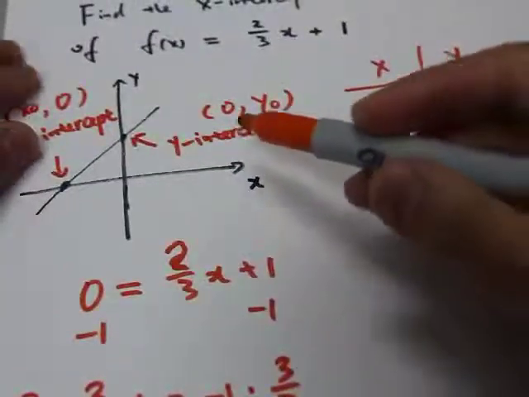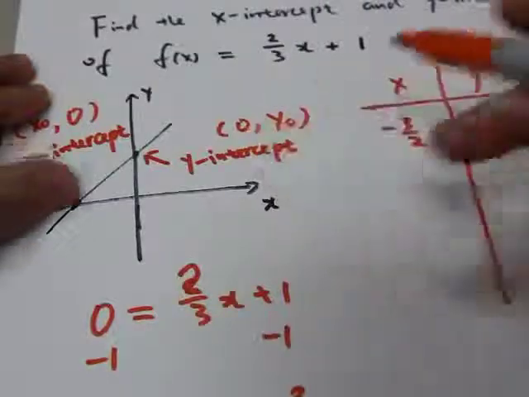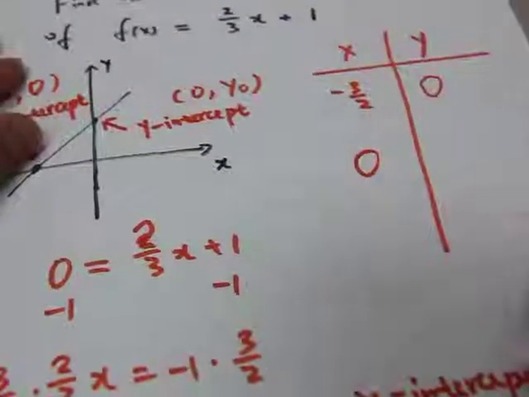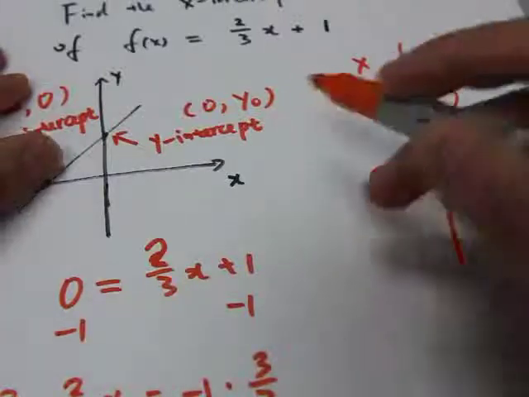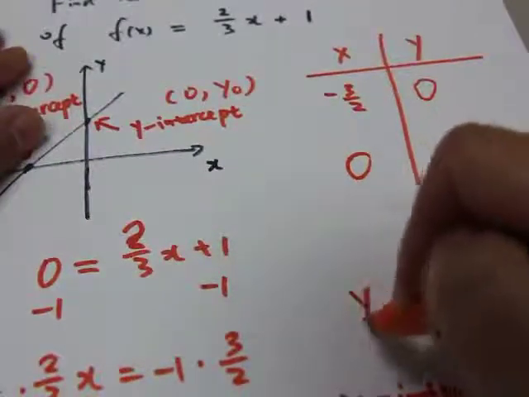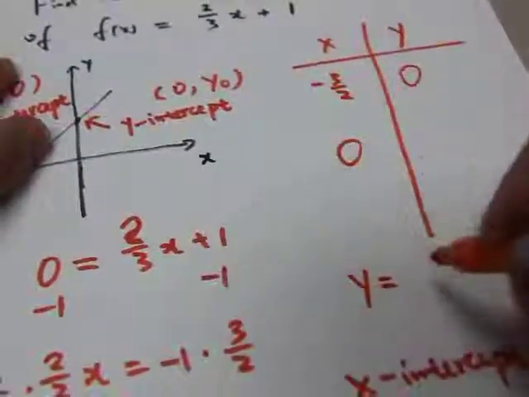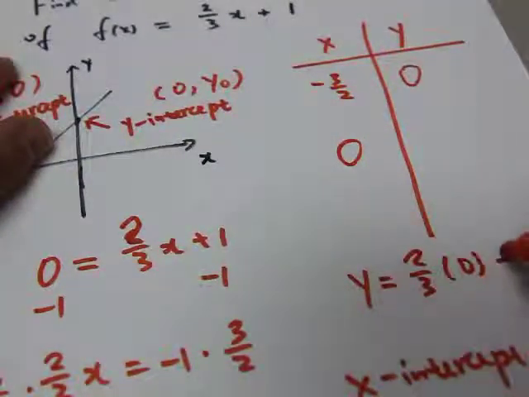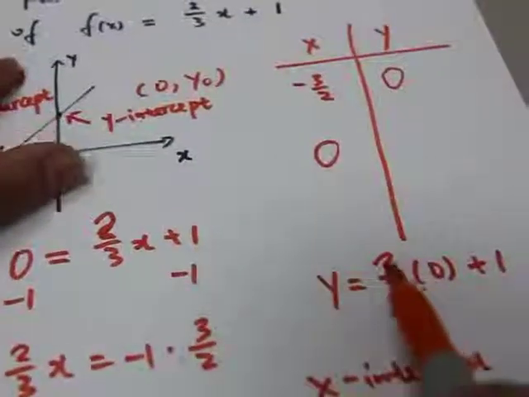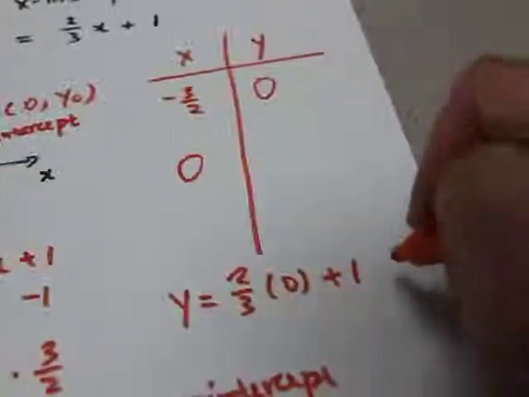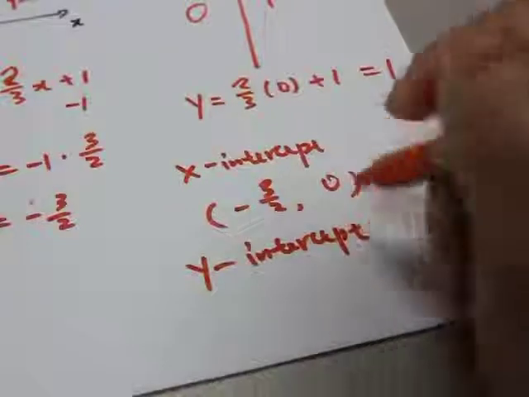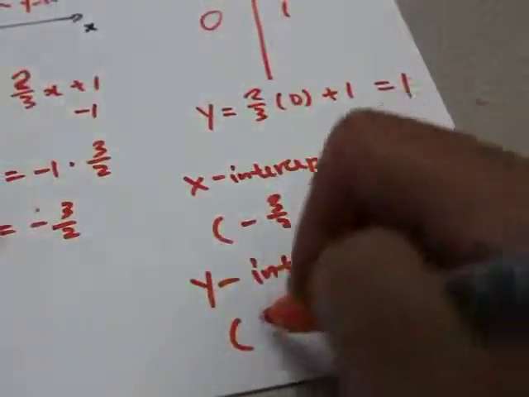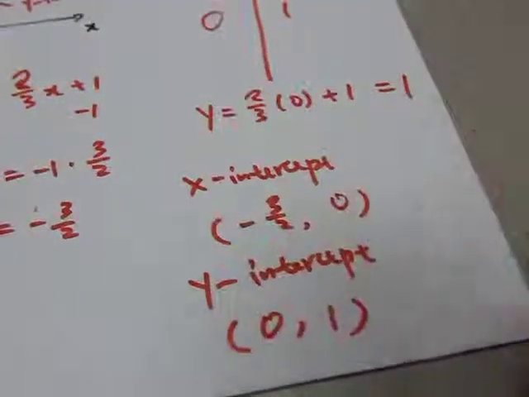Now for the y-intercept, its x value is 0, so we go ahead and put 0 here, and we wonder what is the corresponding y value. So when x is 0, the corresponding y is 0 plus 1. It's 1. So the y-intercept is (0, 1).